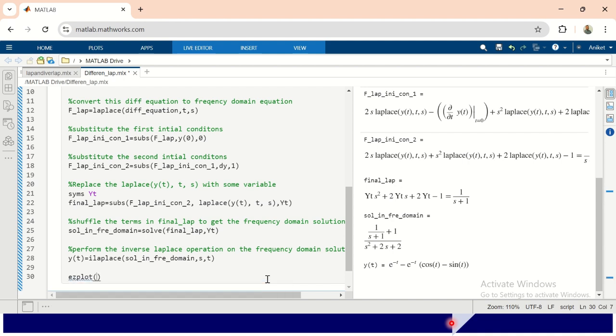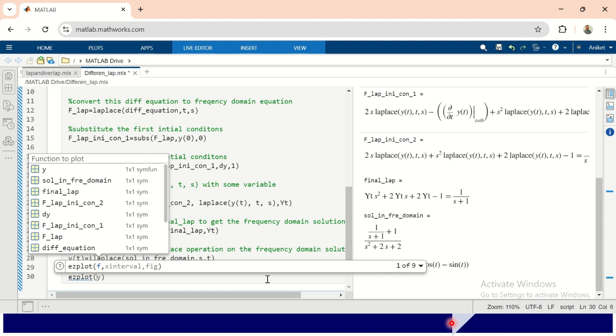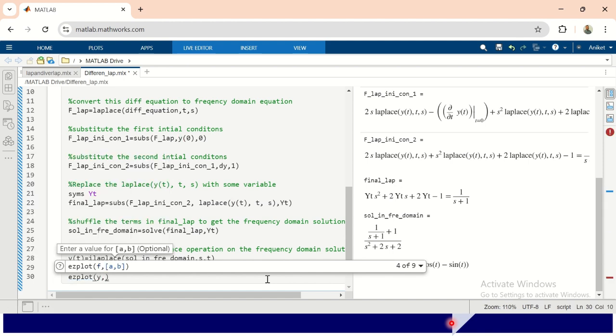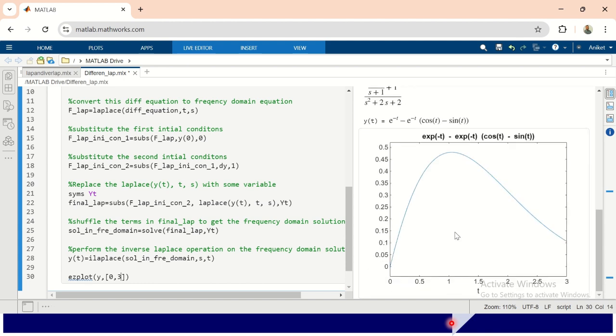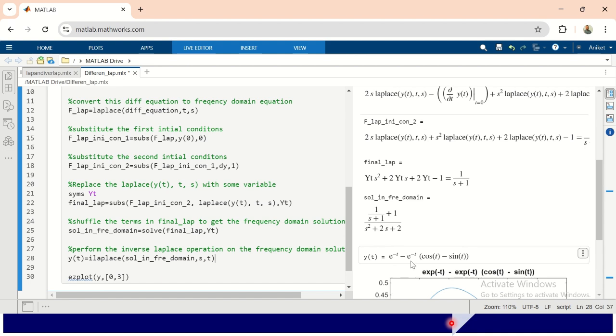Create a plot of this y of t, and this interval is 0 to, let's say, 3 or 4. Okay, fine. You can see here we have obtained the solution for time equal to 0 to 3 seconds. So this is y of t, function of t, and here we got the solution.